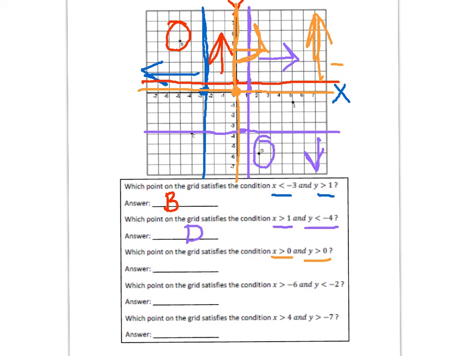If I could erase all the lines, you could see that letter A is right here, and that would be the only one that satisfies greater than 0 for x and greater than 0 for y.